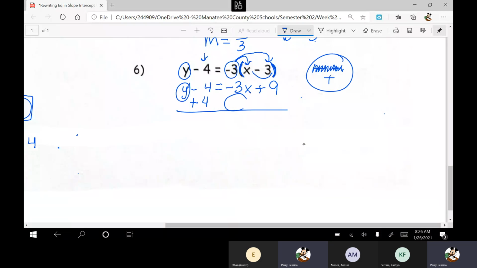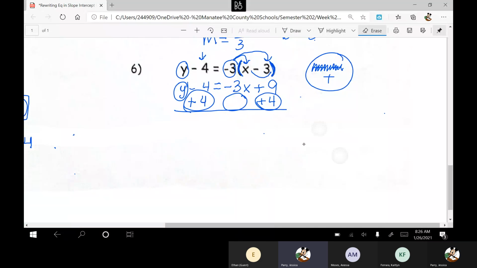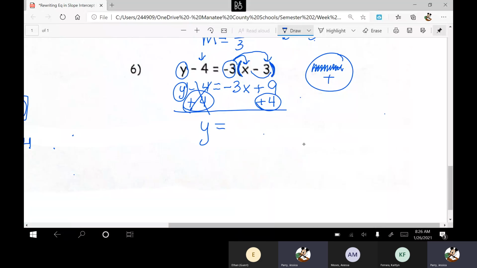But there's a tricky part here. Where should I put the plus 4? Should I put the plus 4 under the negative 3x, or should I put it under the positive 9? Which one is the like term? All right, I'm going to put it under the positive 9. So here's my plus 4. Let's erase this one. And let's go ahead and simplify. We have our y equals, I'm just going to bring down this negative 3x. And then let's add, what is 9 plus 4? 9 plus 4 is positive 13.